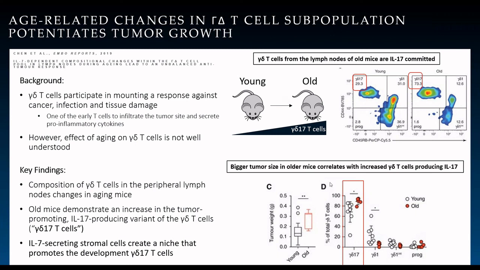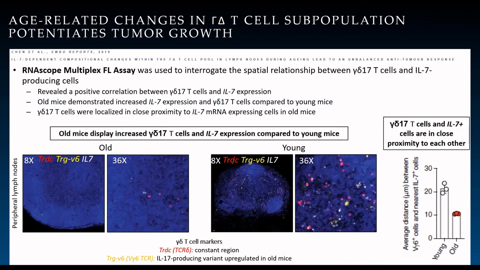What they were able to show was that as the mice age, the gamma delta T cell population changes to produce increased levels of IL-17 cytokine. So these IL-17 producing gamma delta T cells are a more suppressive type of T cells that are not able to mount a strong anti-tumor immune response. As you can see in this graph, the levels of gamma delta T cells in the older mice are higher than in the younger mice.